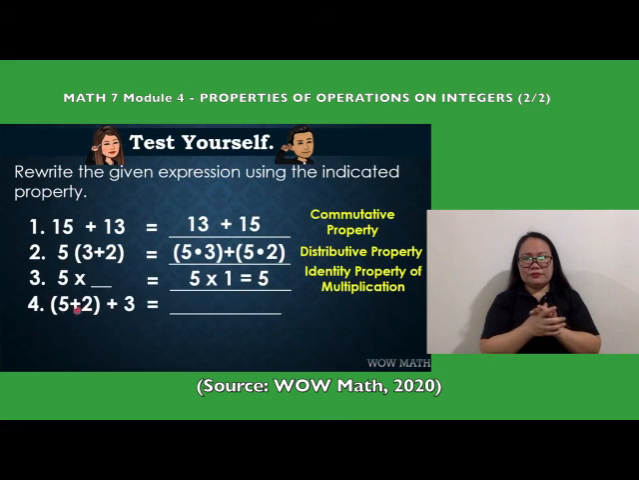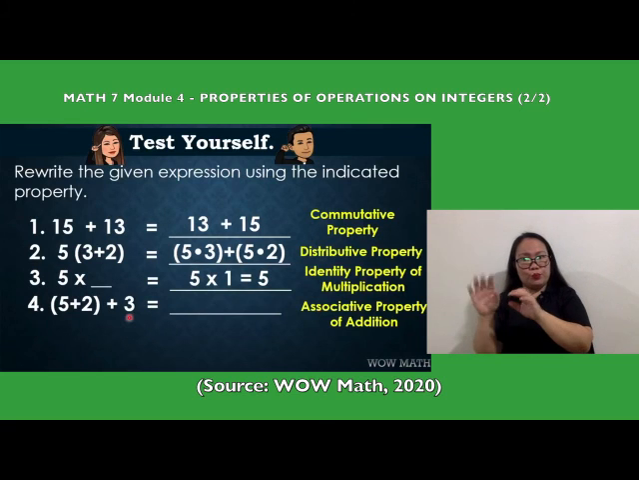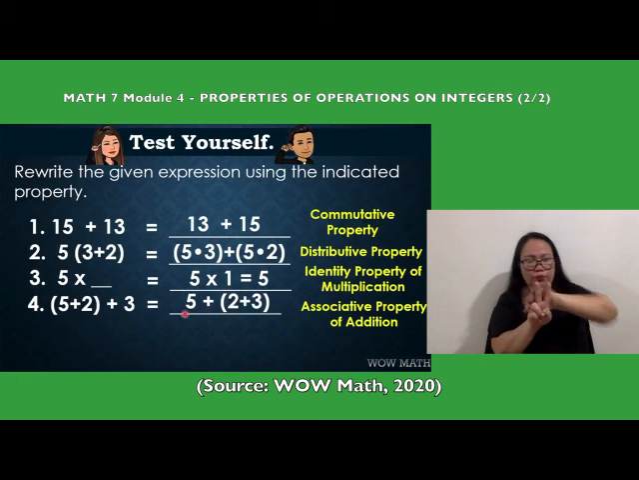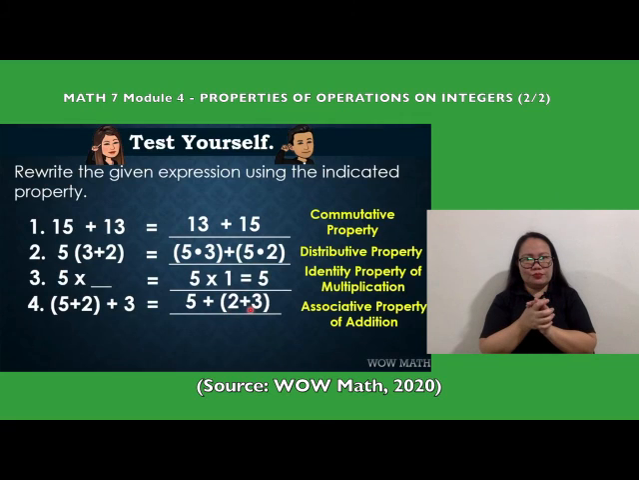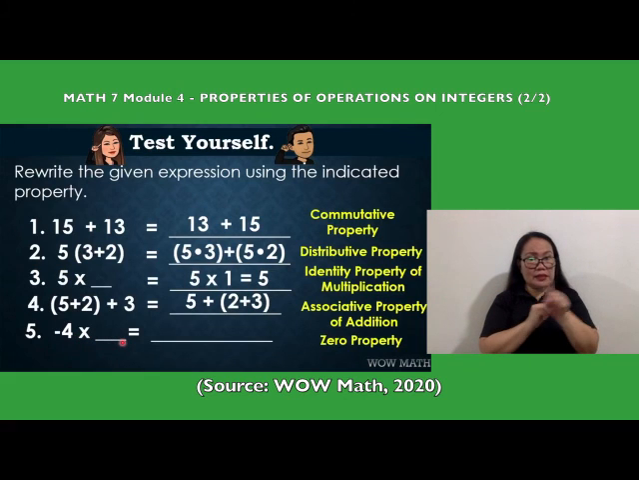Another. So, I have the quantity of 5 plus 2 plus 3. I want you to make this associative property. So, associative means we are changing the group. So, what will it become? We will have 5 plus the quantity of 2 plus 3. Nag-change tayo ng groupings. Next. I have negative 4 times blank. So, let's have 0 property. This is very easy. So, we will just have negative 4 times 0 is equal to 0.